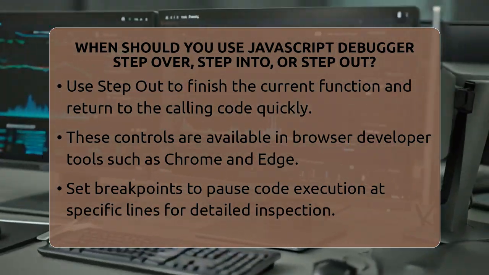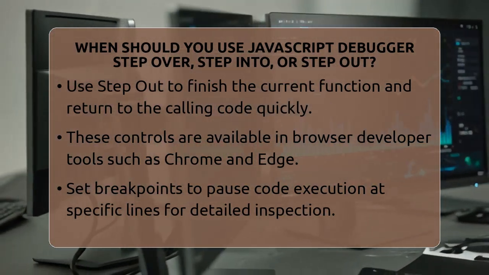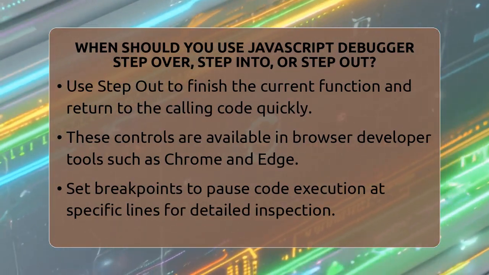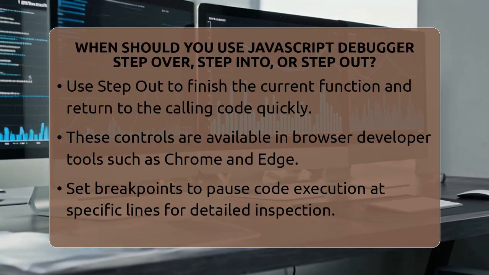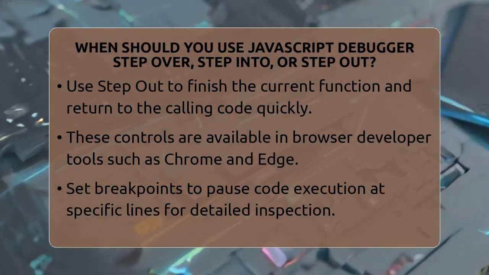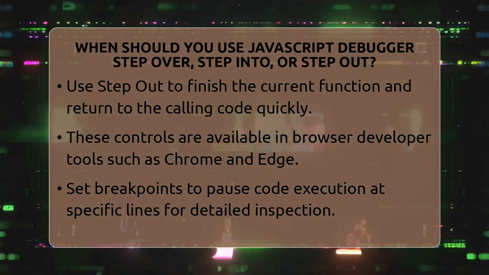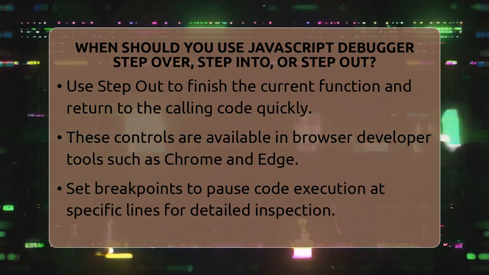Next is step into. Use this when you want to see what happens inside a function call on the current line. When you suspect a bug might be inside that function or need to understand how it processes data, this control is perfect. For instance, if a calculation returns unexpected results, stepping into the function lets you check each line and variable as it runs. It's like opening the hood to see how the engine works.